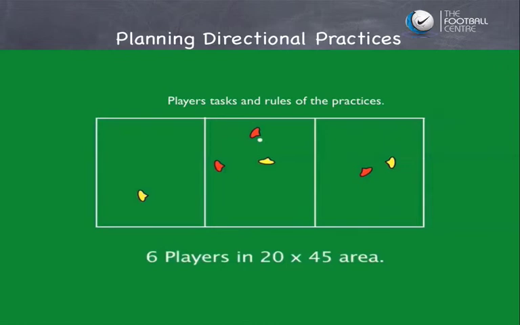pass is received, the first touch will take the ball past the defender and allow forward movement into the end zone, where another 2v1 can be created. The objective is for one of the red players to finish with the ball outside the end zone.